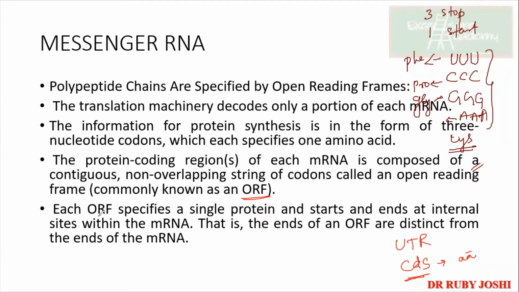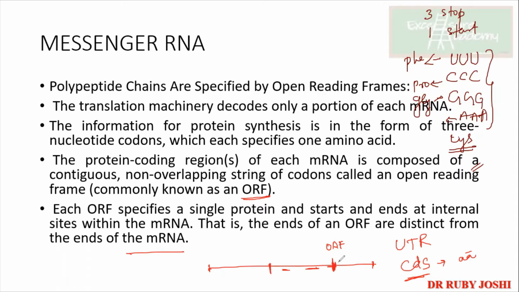So this is the region which gets translated to your protein or amino acid polypeptide chain. Okay. Now each ORF specifies a single protein and starts and ends at internal sites within the mRNA. So that is the ends of the ORF are distinct from the ends of the mRNA. तो इसका क्या मतलब हुआ? ये अगर आपका mRNA है, so the codons in here is going to determine the end of the translation. यानी कि ORF का end होगा. So it is not necessary कि आपका इतना बड़ा mRNA तो इतना बड़ा ही आपका polypeptide chain होगा. Your mRNA can have open reading frame from here till here. Okay, it just depends on the sequence it is carrying. वो सिर्फ information है जो carry कर रहा है. Rest the length of the polypeptide chain is determined by that information.